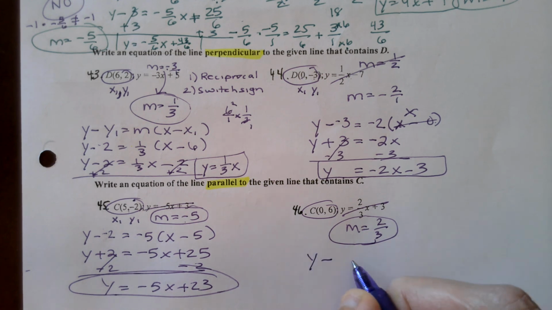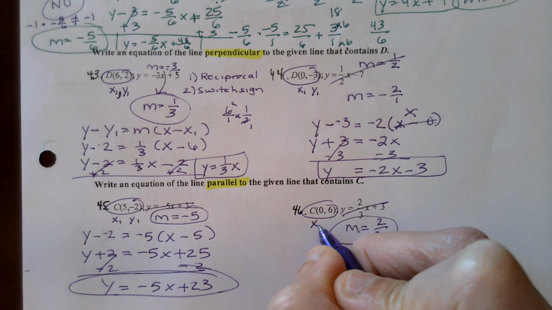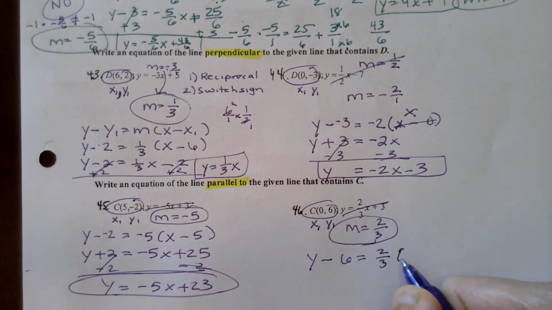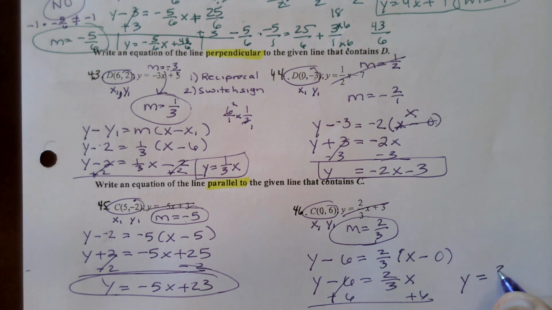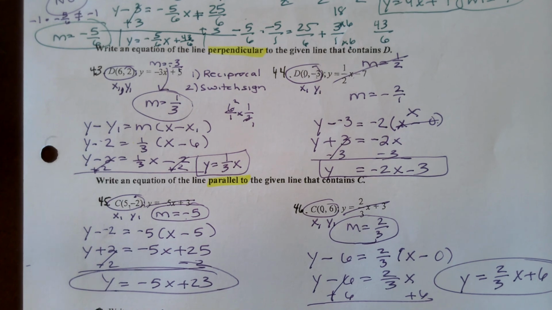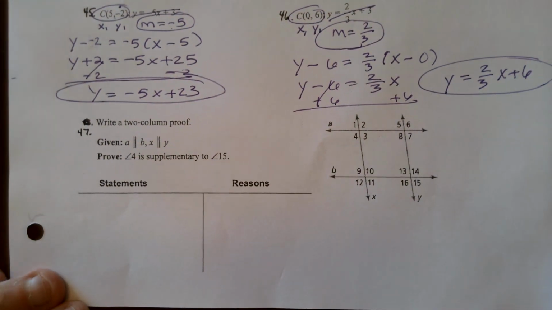Okay, y minus 6 equals slope, x minus x1, y1. Y minus 6 equals 2/3 x minus 0, add 6. Y equals 2/3 x plus 6. Done. All right, last thing. Then we are finally done. This was a long one.